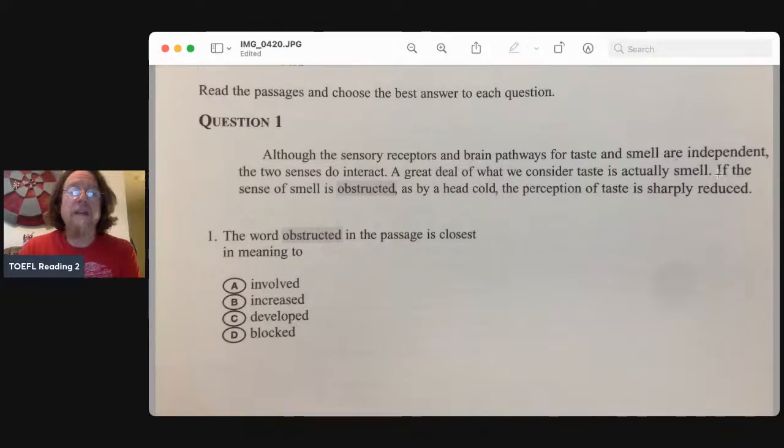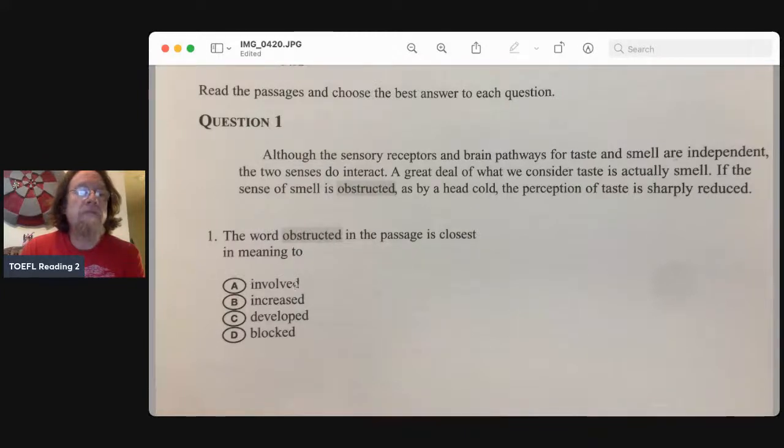Let me read this last sentence again with obstructed. If the sense of smell is obstructed, as by a head cold, the perception of taste is sharply reduced. Okay, here's question number 1. The word obstructed in the passage is closest in meaning to what?